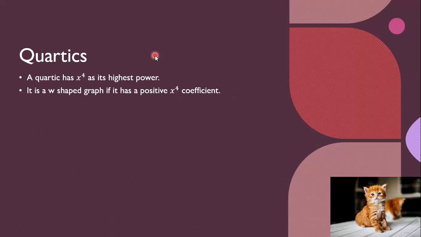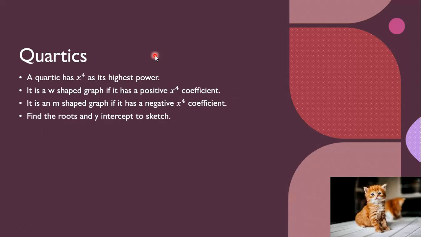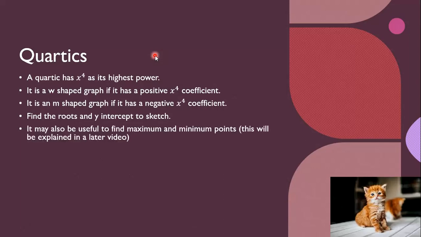It's a W-shaped graph if it has a positive x to the 4 coefficient. It's an M-shaped graph if it's a negative x to the 4 coefficient. So if you're going to sketch it, you find the roots and the y-intercept to sketch, just kind of like you would with a quadratic. Might also be useful to find maximum and minimum points, but this will be in a later video, the method for that, because it involves an entire skill we've not learned yet.